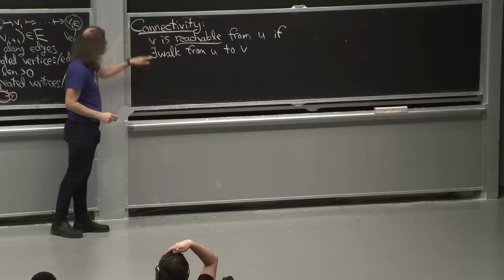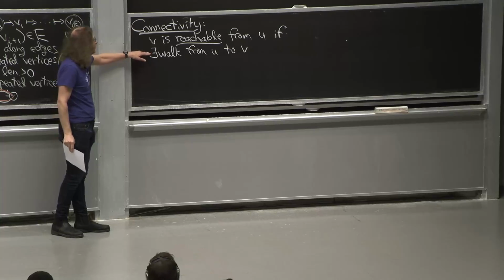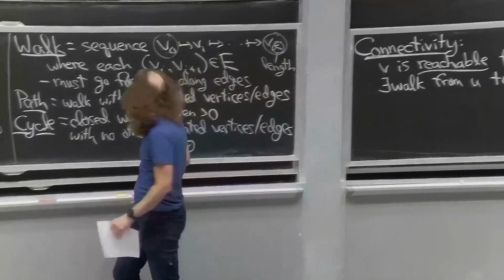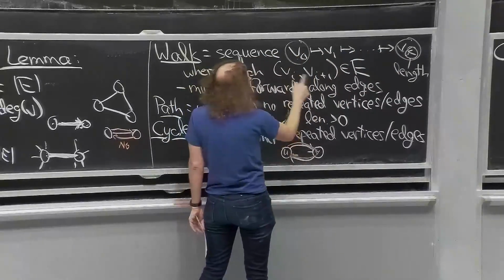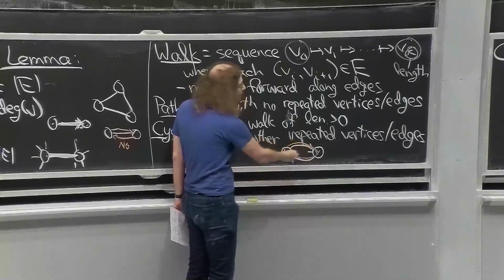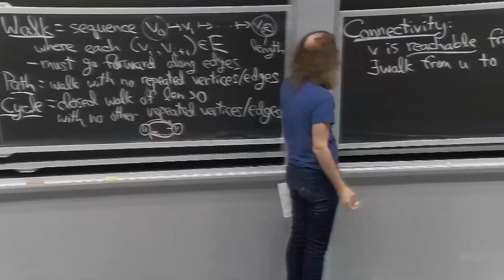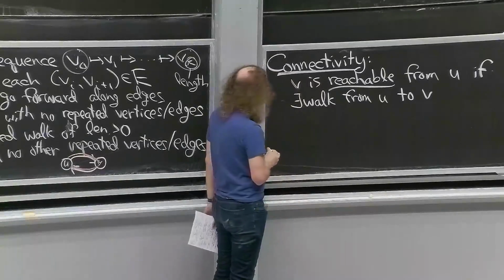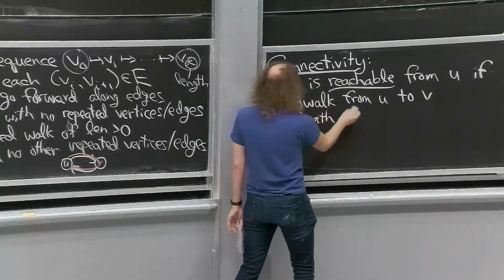So this looks like the same definition of u and v connected in the undirected case. But now, because walks can't be reversed, if I go from vk back to v0, then I'm using all the edges in the opposite direction. And that's not in general allowed. Unless you happen to have a graph where every edge is doubled, you won't be able to reverse your walk. So this is no longer equivalent to there existing a walk from v to u. But it is still equivalent to there existing a path from u to v.